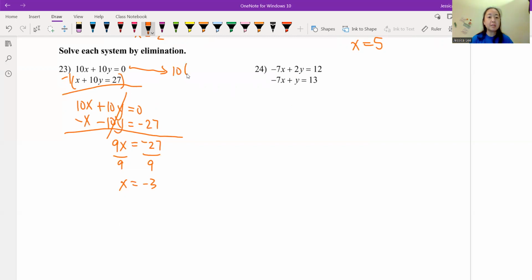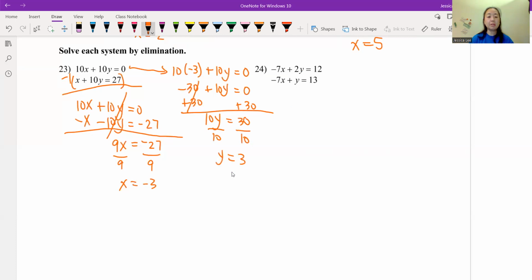So 10 times -3 plus 10y is equal to 0. All right, and now I'm going to multiply that. So that's going to be -30 plus 10y is equal to 0. Again, two-step equation. We're going to add 30 to both sides. And we get 10y is equal to 30. And again, divide by 10. Y is equal to 3.